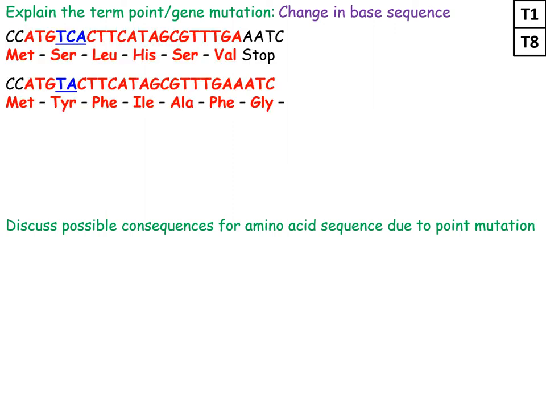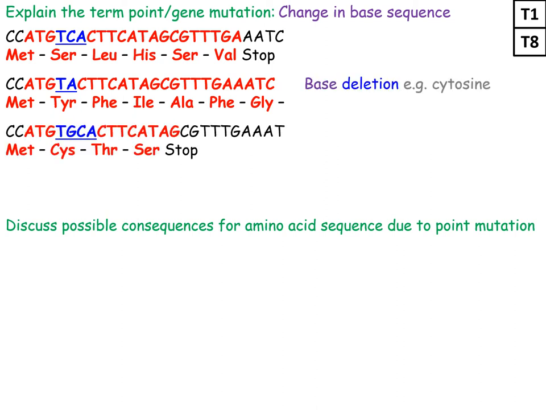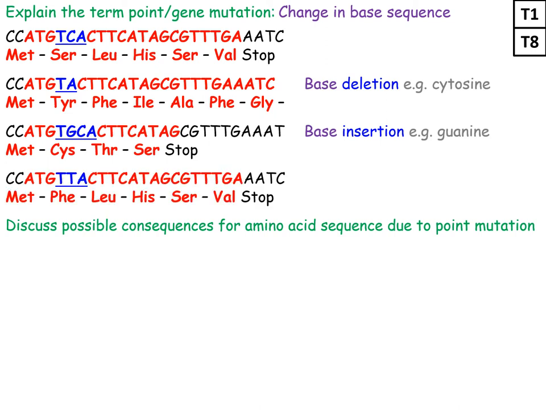So the example that we saw previously in topic 1, here we can see that the cytosine base has been deleted. So this is a base deletion. In the next example, we can see there's an addition of guanine as a base insertion. Whereas in this example here, we can see the cytosine base has been substituted for thymine. So this is a base substitution.